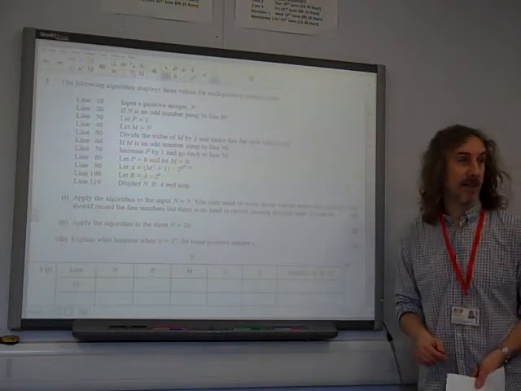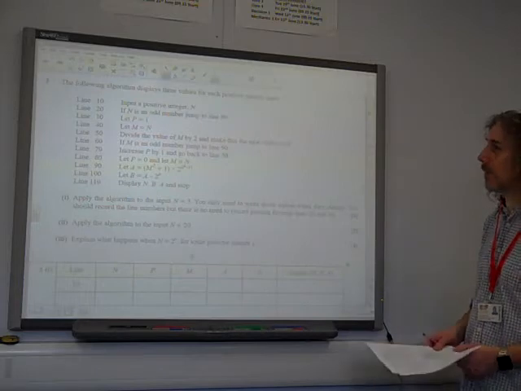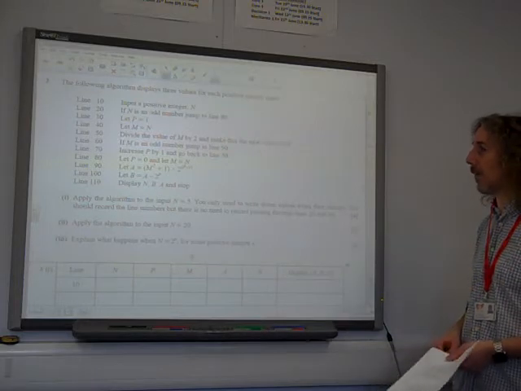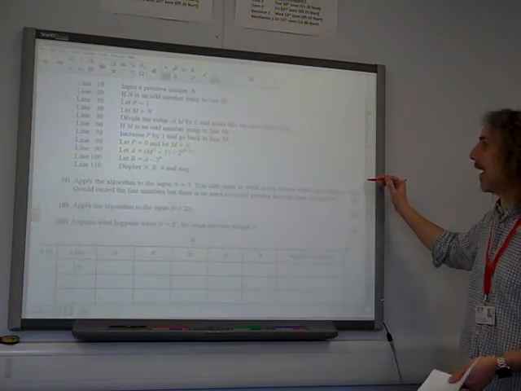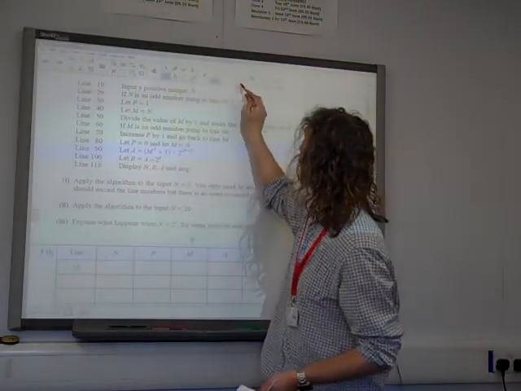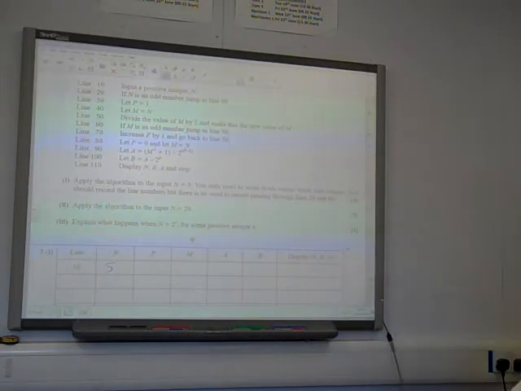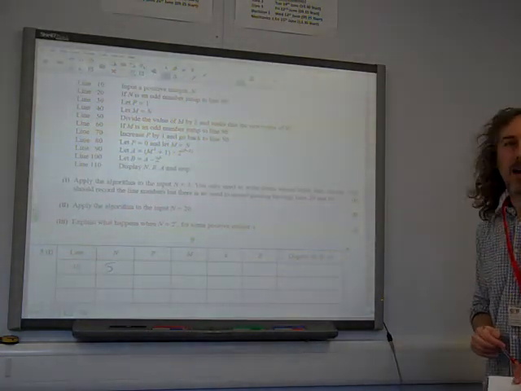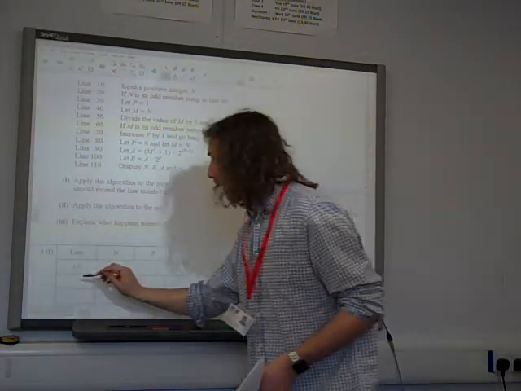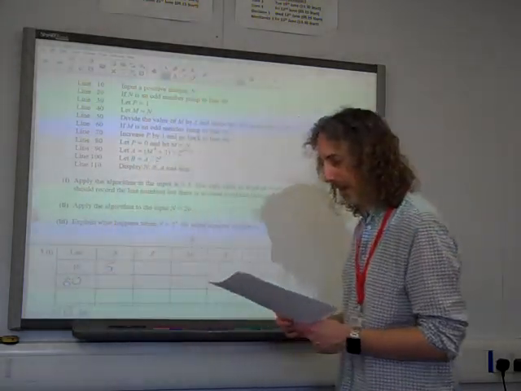Okay, so let's go. We begin with line 10. Input a positive integer n. The question says n is 5, so let's input 5. Then it said, if n is an odd number, jump to line 80. It is. So we're going to jump to line 80. That's going to be the next thing we're going to write.